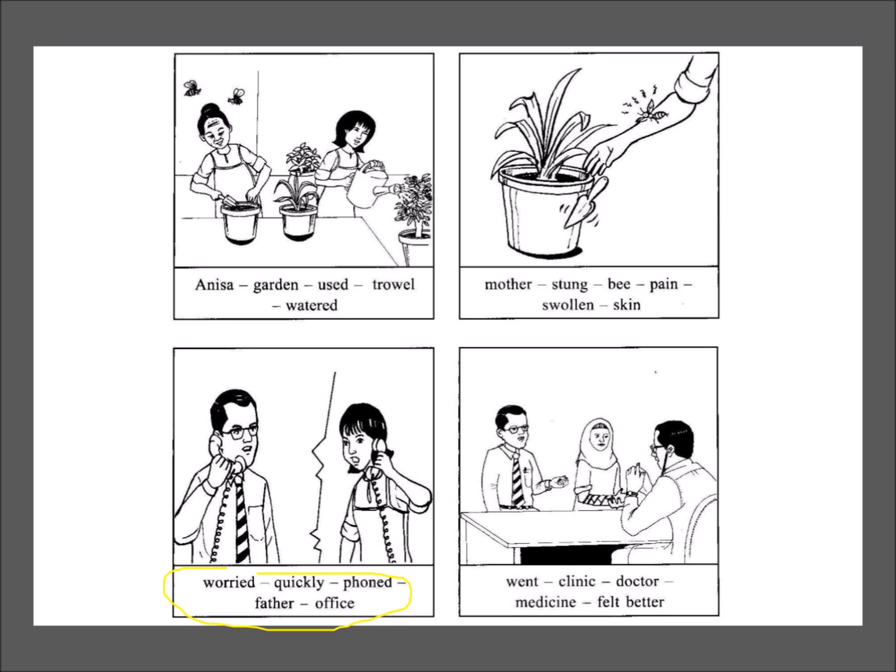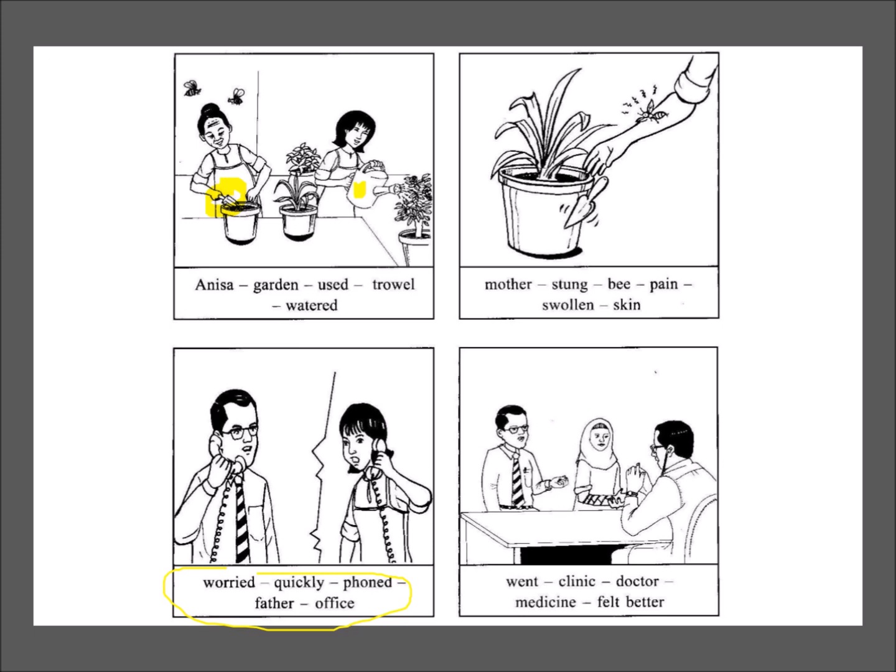So now let's look at the first picture here. These are bees. Here we have a girl and her mother. Where are they now? They are planting plants in the garden. The girl is using a watering can, and this is again, what do you call it? A trowel, right? So these are pots and these are the plants.